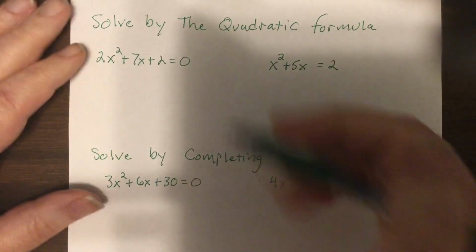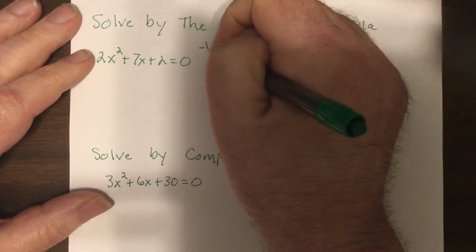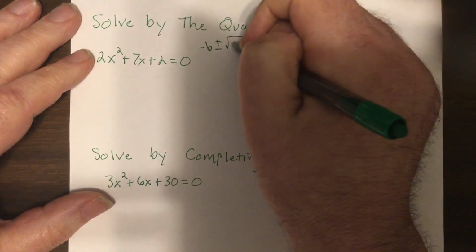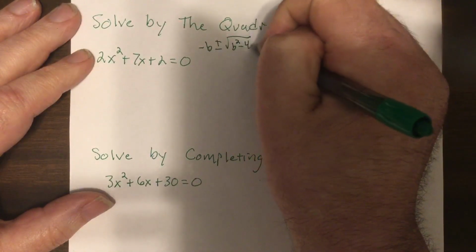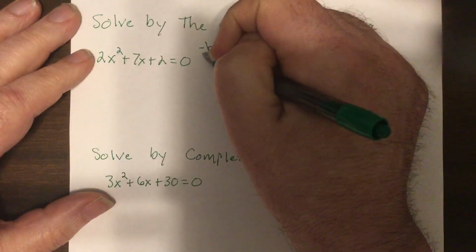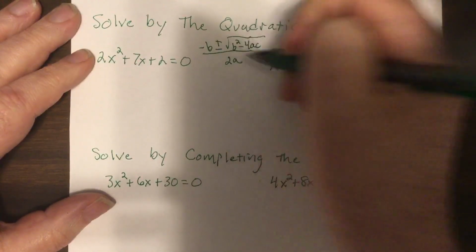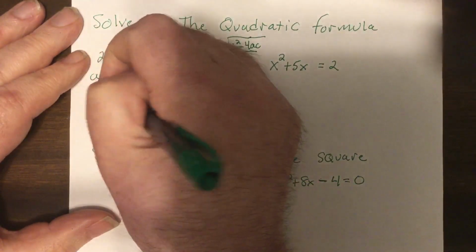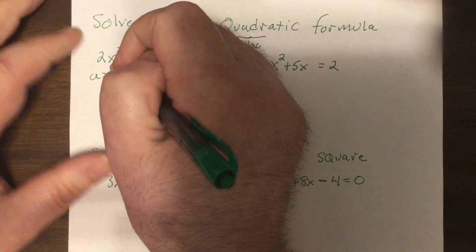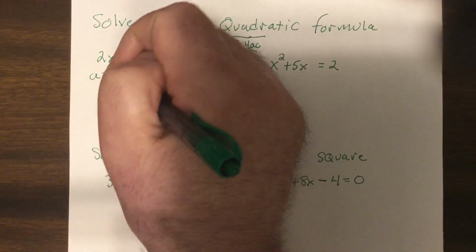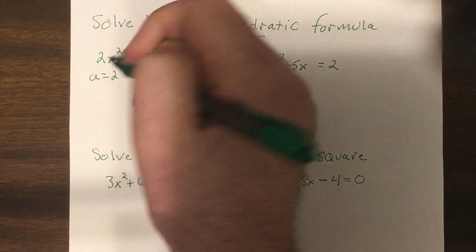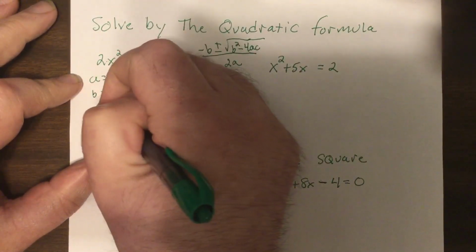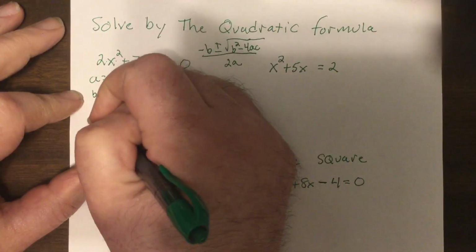Okay, the quadratic formula. The key is, do you know the quadratic formula? So it's negative b plus or minus square root of b squared minus 4ac all over 2a. Ooh, so it's plug and chug. A is the number in front of x squared. B is your number in front of x. C is your constant.